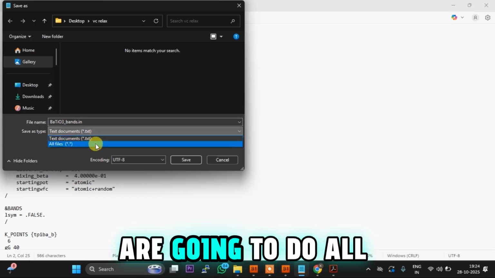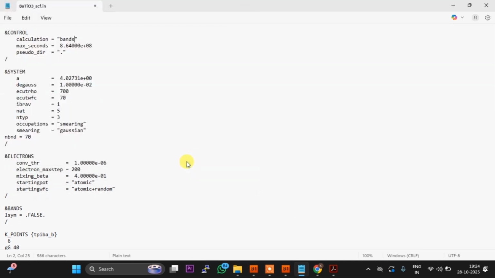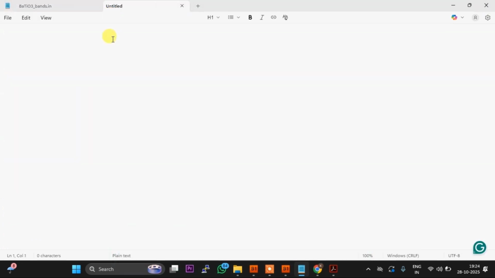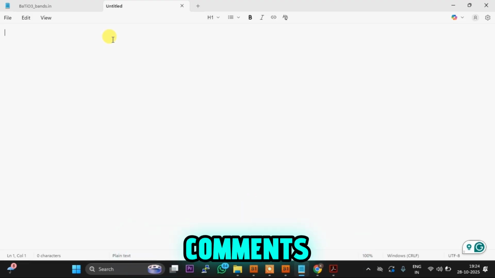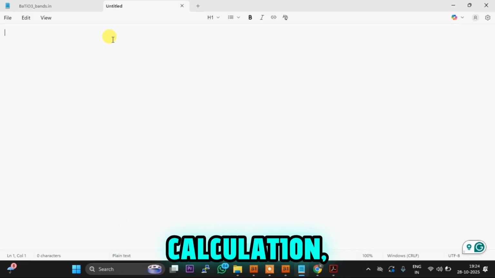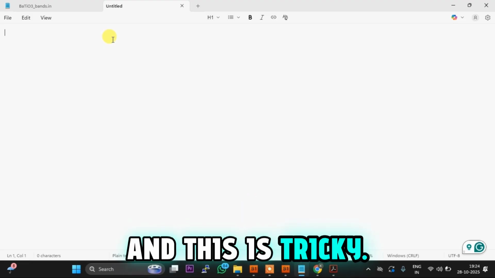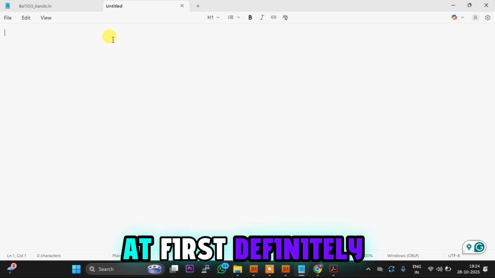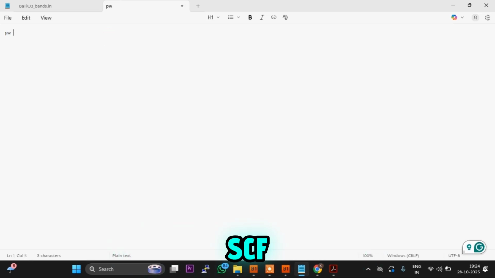And obviously, we are going to do all files here, save. So let me take a new text document again. Now we are going to write the commands to run this band structure calculation. And this is tricky, okay? Be concentrated here. The commands are, at first, definitely we have to run a SCF calculation.